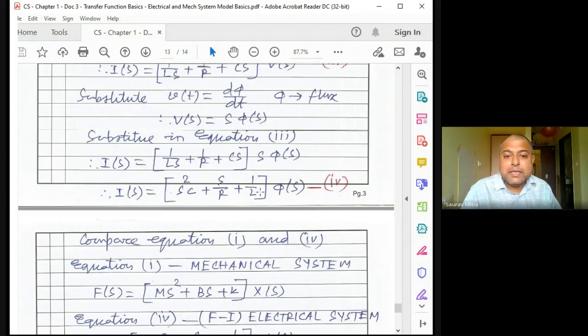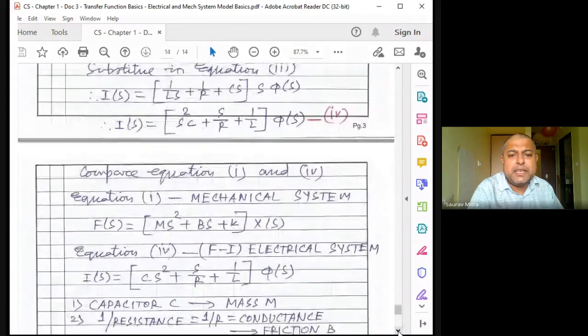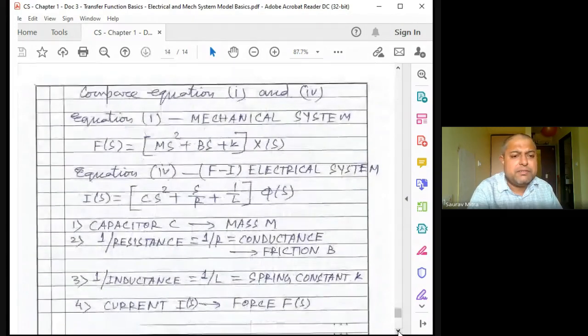Last thing, d phi t by dt. What is that? Rate of change of flux, that is nothing but voltage. Voltage is proportional to dx(t) by dt, that is the velocity. So as a 6th point, d phi t by dt is the EMF as per Faraday's law of electromagnetic induction, that is proportional to dx(t) by dt, that is nothing but the velocity. So compare equation 1 and 4, which is given, you can find out.